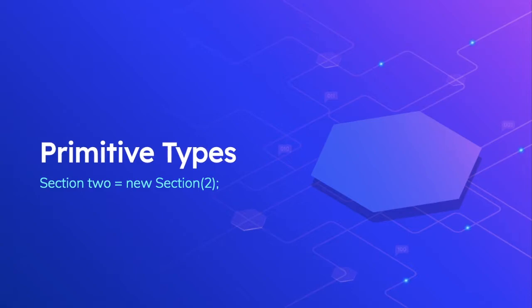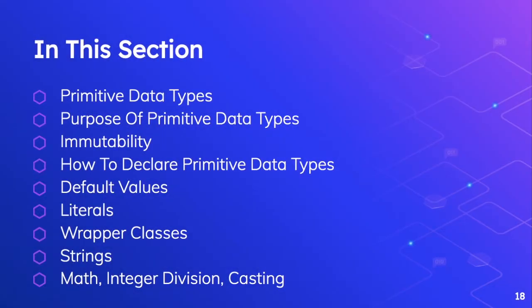This is Java, the Innovative Programming Language series, Section 2 on primitive types. Alright, let's just dive on in. In this section, you'll be learning about primitive data types, the purpose of primitive data types, immutability, how to declare primitive data types, default values, literals, wrapper classes, strings, math, integer division, and casting. And the last couple there you'll learn when we get into a program. They're not actually on the slides, I don't think.